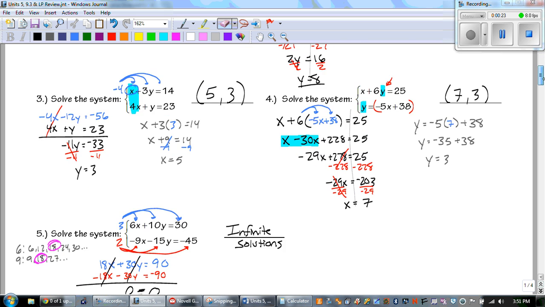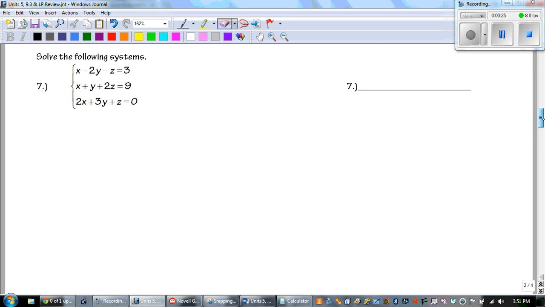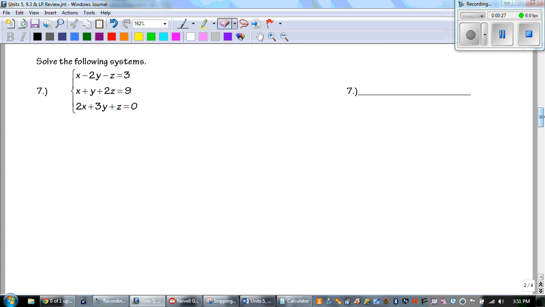We are going to jump to the second page, solving the following systems. This is the 3 by 3. Don't freak out. We're going to do this step by step, working together. And if you want to try number 8, do pause parts of the video and do more on your own, please do so. Okay, so step number 1 is we are going to look at the first two equations.